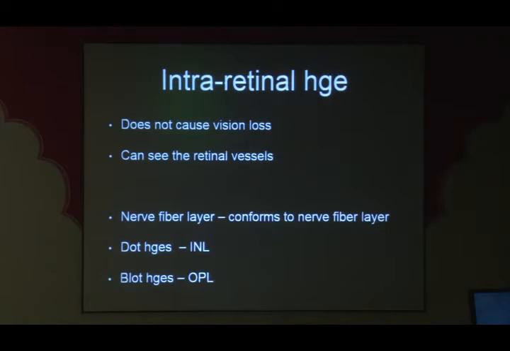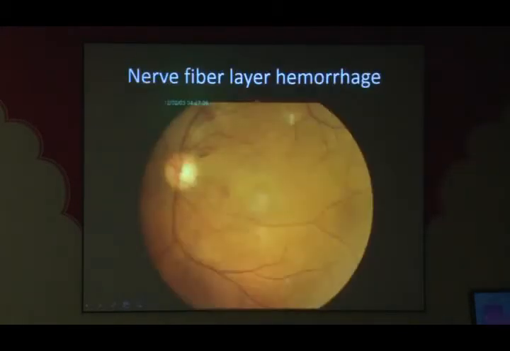Coming on to the next layer, that's an intraretinal hemorrhage. Intraretinal hemorrhages usually do not cause loss of vision because they do not obscure the vision. And the blood vessels are most of the time seen, except that the nerve fiber layer can obscure the blood vessel detail to some extent. Dot hemorrhages are the ones in the inner nuclear layer, and blot hemorrhages in the outer plexiform layer. So this is a nerve fiber layer hemorrhage.